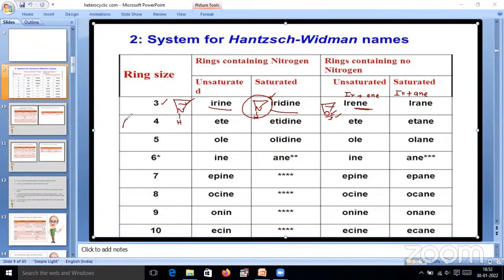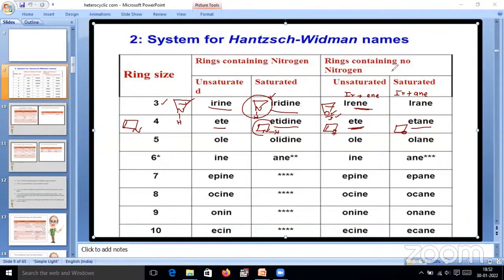Suppose it is 4-membered system. 4-membered means the cyclic system with 4 atoms with the nitrogen plus with unsaturation, we can write ete. Suppose it is nitrogen containing saturated system with 4-membered, that is etidine. So in case of other than nitrogen atom with 4-membered system, if it is oxygen or sulfur, so it is unsaturated, 4-membered unsaturated oxygen containing without nitrogen containing heterocyclic system, we can mention ete. Suppose it is saturated 4-membered oxygen or sulfur containing, it means without nitrogen atom, we can write it as etane.